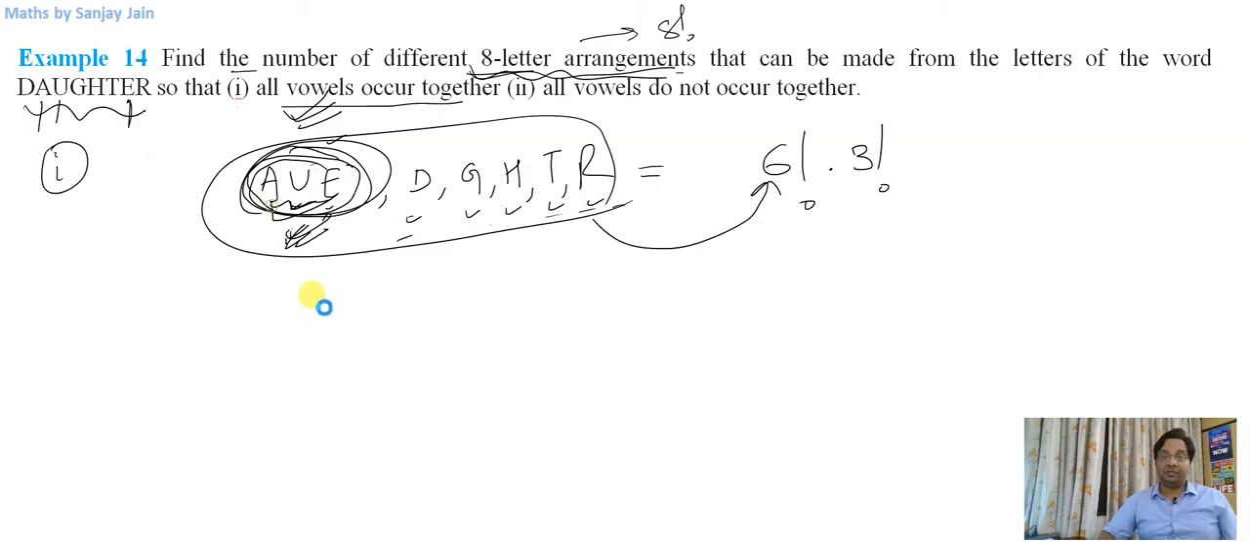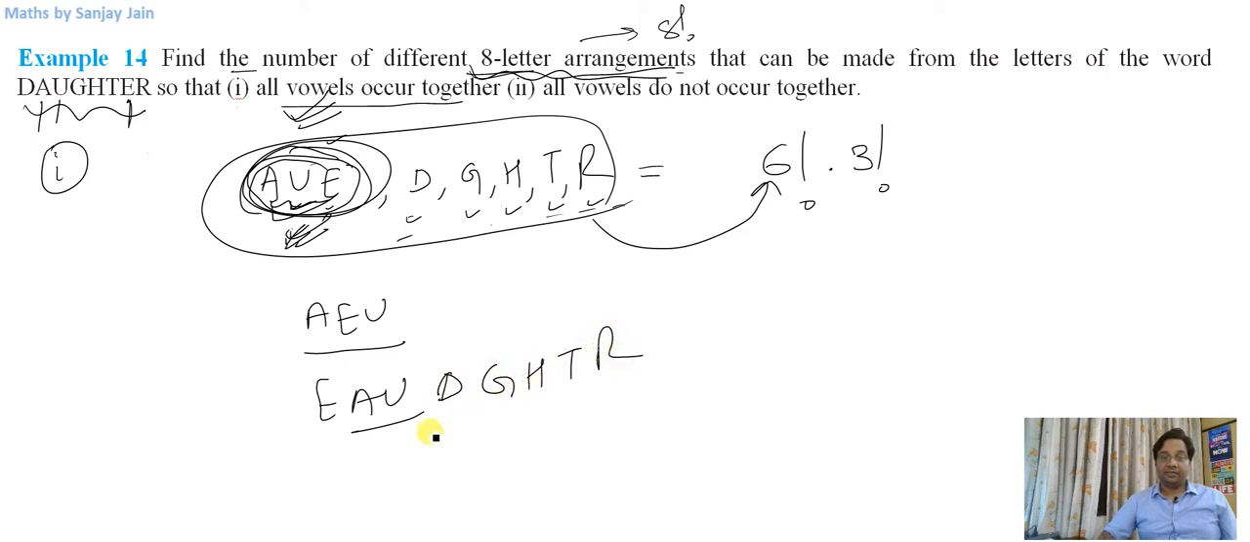For example, this is one of the arrangements. Another arrangement can be AEU. Even then these are together, right? Another can be EAU. So these will give me different words, right? This is a different word, this is a different word, and then there will be total number of 6 factorial into 3 factorial words that can be formed given these conditions.